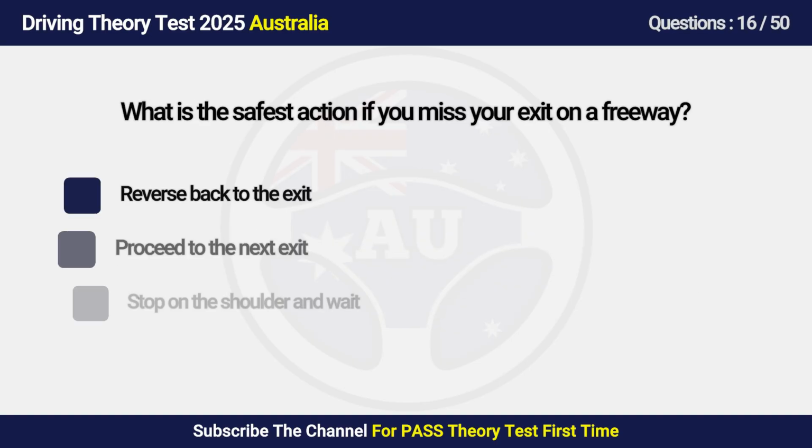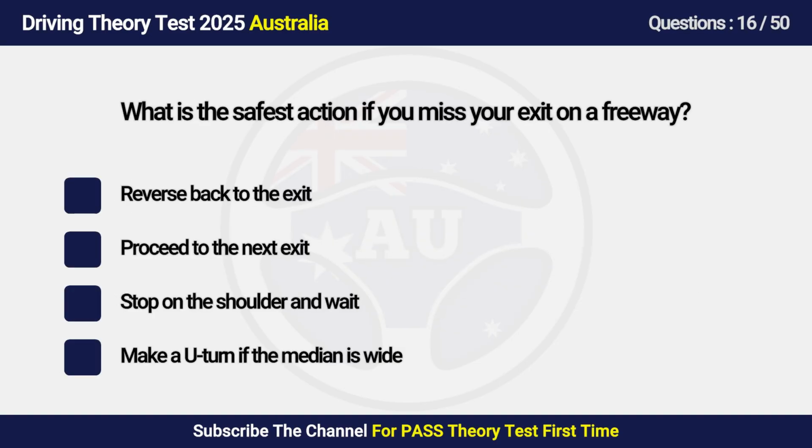Question 16. What is the safest action if you miss your exit on a freeway? A. Reverse back to the exit. B. Proceed to the next exit. C. Stop on the shoulder and wait. D. Make a U-turn if the median is wide.